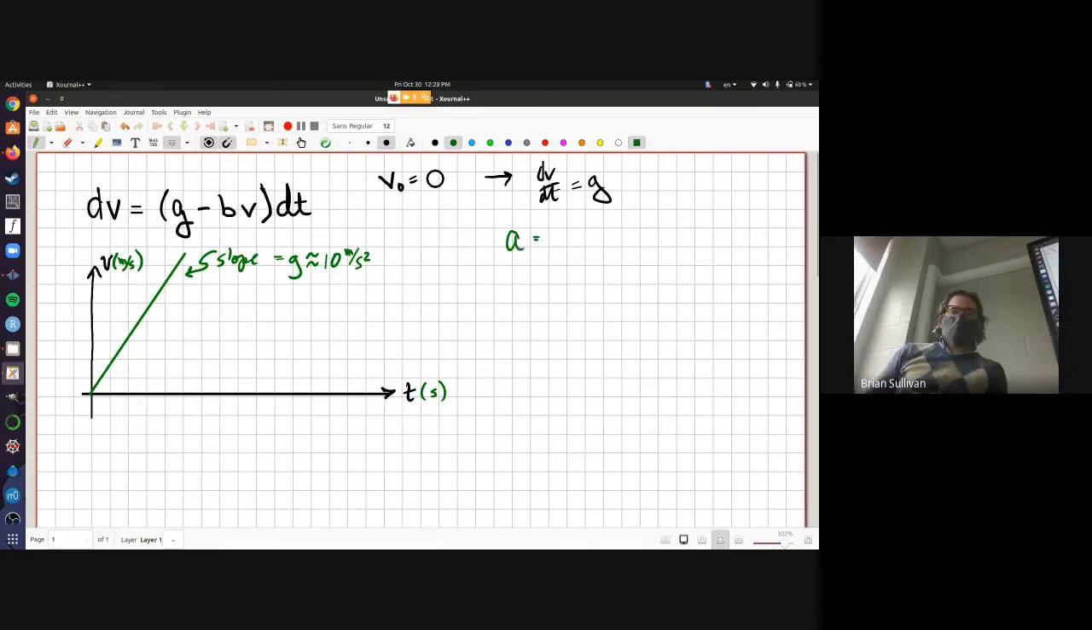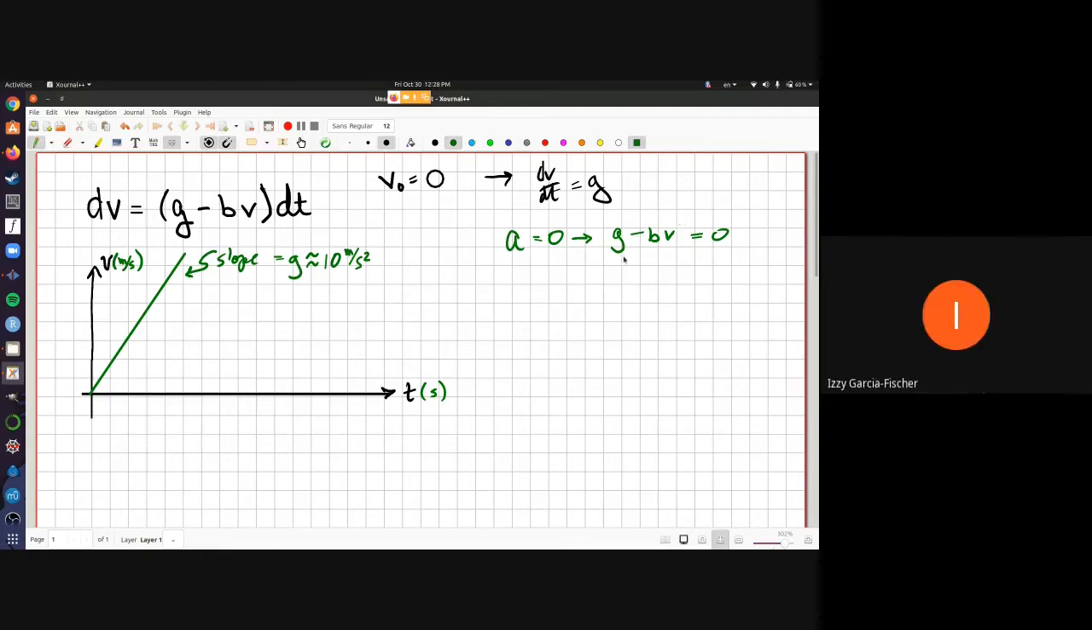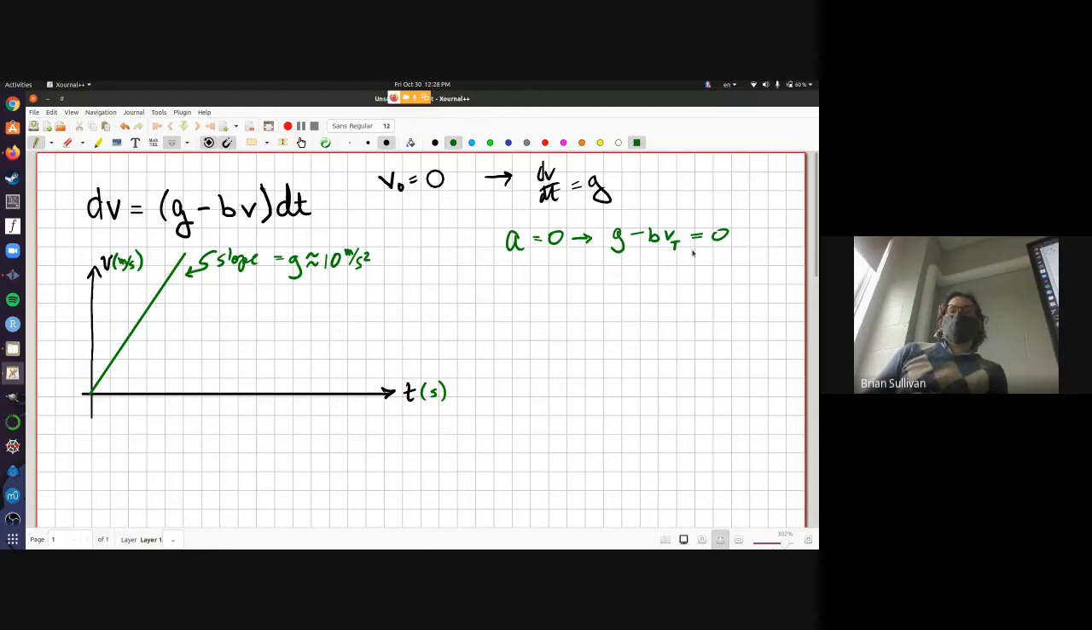If a equals 0, that means g minus bv equals 0. Is that true for all v or for a particular value of v? A particular value. We can call it v terminal. But if you solve for it, what does it equal? This isn't a, this is f, so I need an m here: mg minus bv. I saw that the units were wrong there. So this is mg over b.